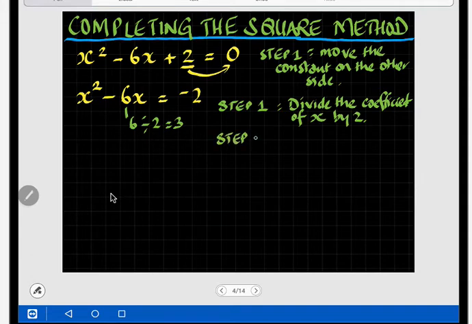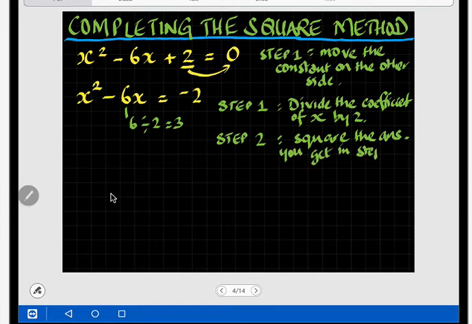Step 2, square the answer you get in step 2. So what was the answer I got in step 2? This is 3. So that one now is 3 times 3 is equal to 9. Okay, what else? What is next?